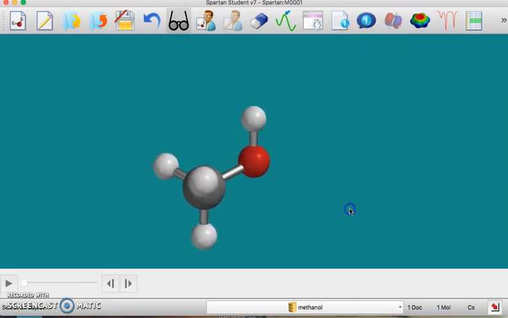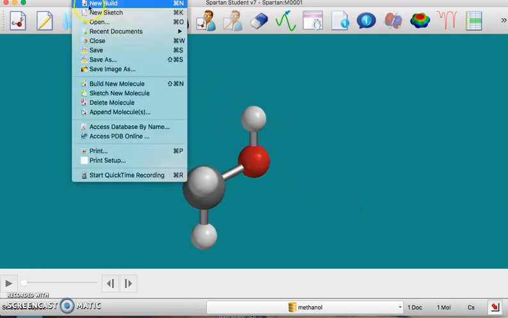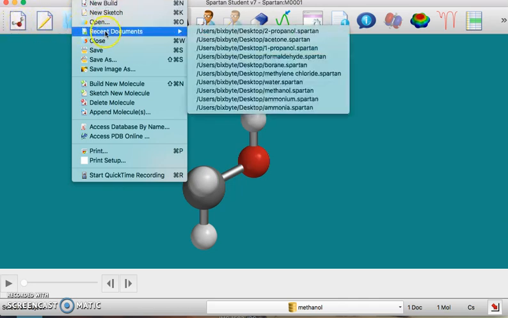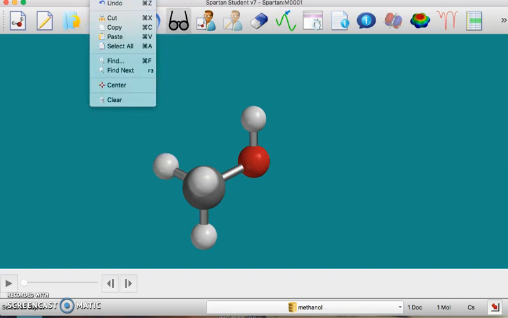Now, as you go across the top of the screen, you've got File, where you can again hit the New Build here rather than on the graphical toolbar. You can go to Edit, where you can copy and paste molecules. So I can click on this and copy the molecule and then paste it. So I'll have two alcohol molecules next to each other.